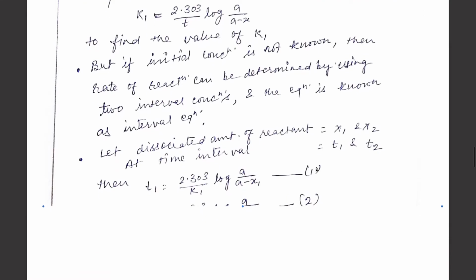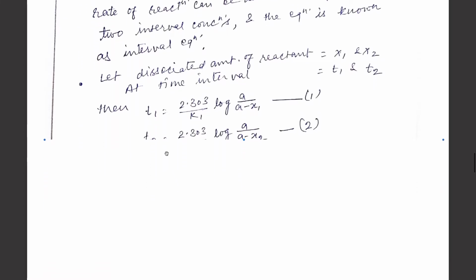Now at time T1, as I said earlier, X1 amount of the reactant gets decomposed. So by using this equation, we can write this, and for time T2, equation 2 can be written. This is for time T1, this is for time T2.